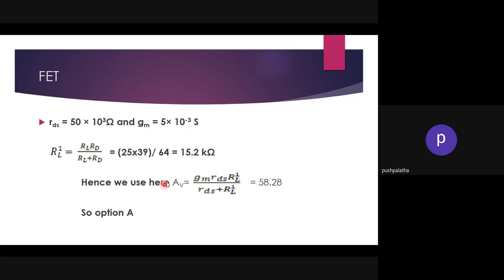See, all you need to remember is the voltage gain equation. gm, RDS and all the values they had given, so you need to substitute them into RL × RDS over RDS plus RL. That's it. So the option is A, 58.28. Clear? Now we'll go to the next question.